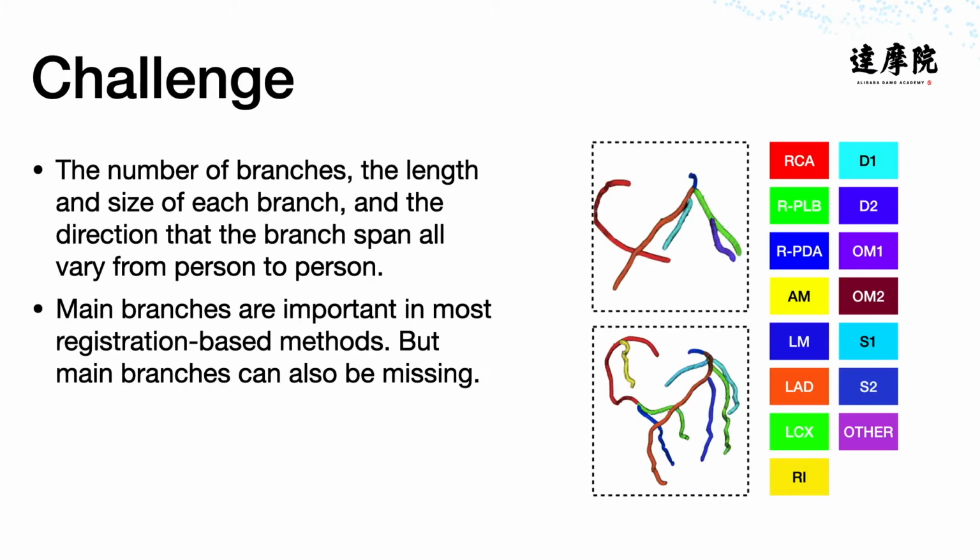The main challenge of this problem is the variance of the branches. As shown here, these are two samples from our dataset. They both contain two subtrees, left and right, but the number of branches and the directions of the branches are all different. Another issue is that normally the main branches carry more importance, but what if the main branches are missing from the pre-processing step?